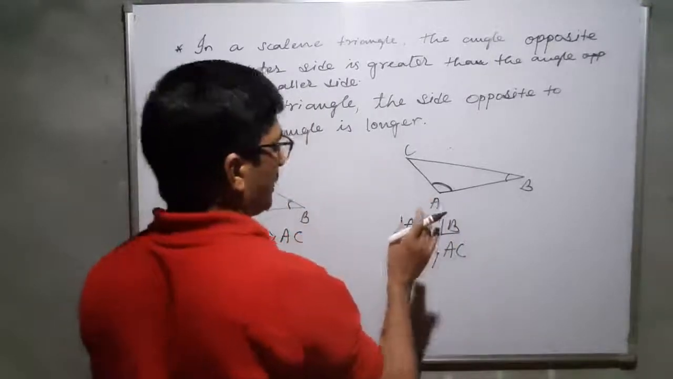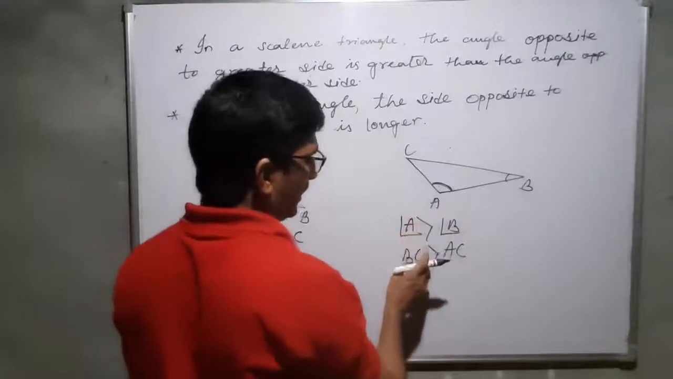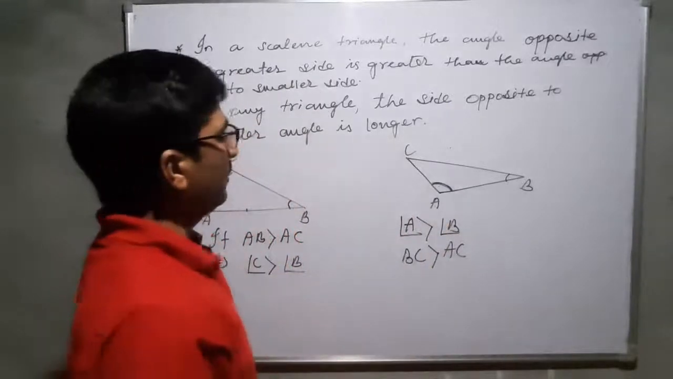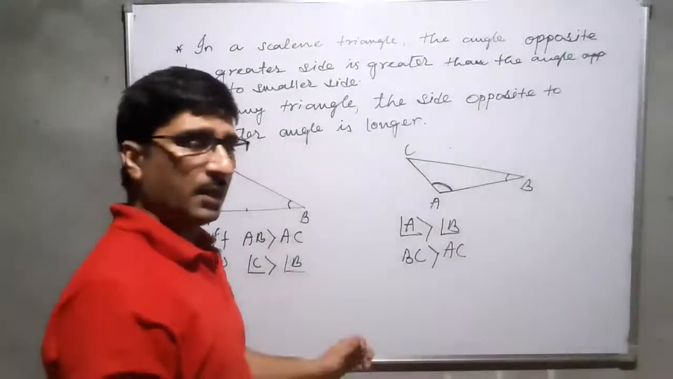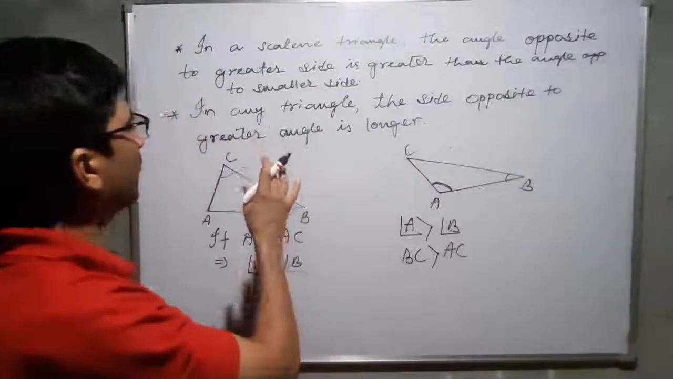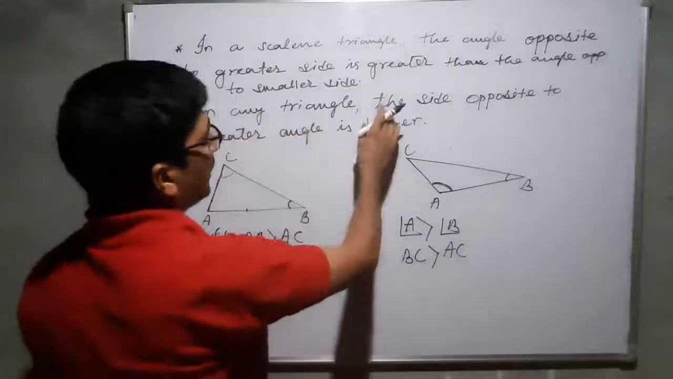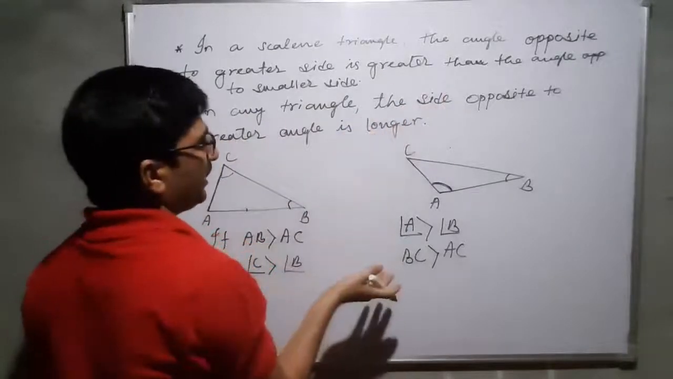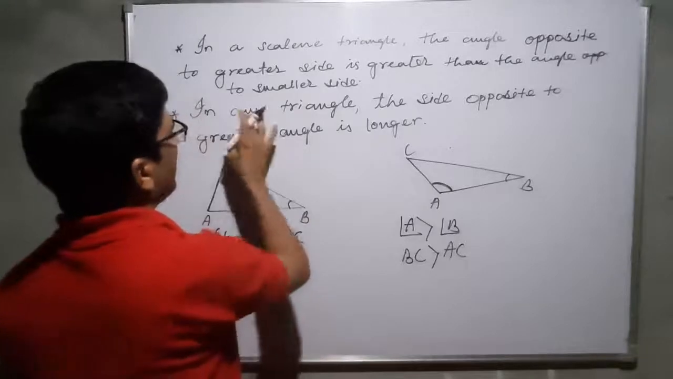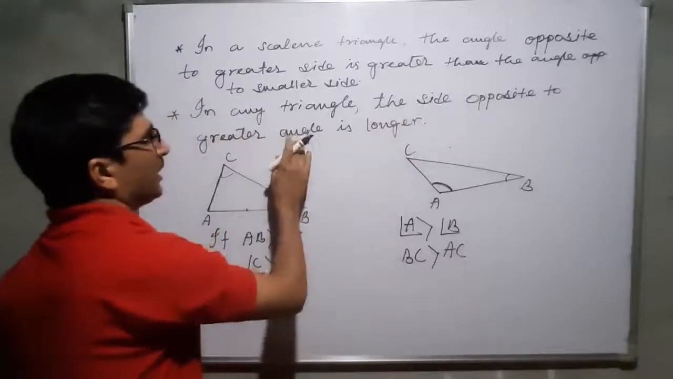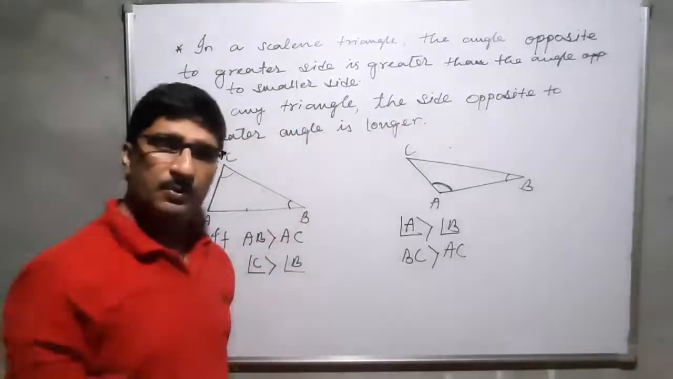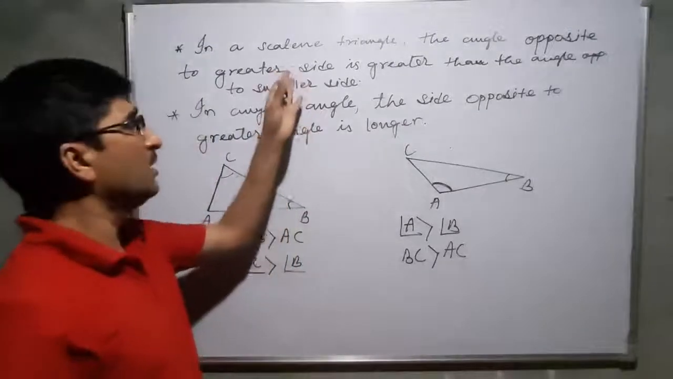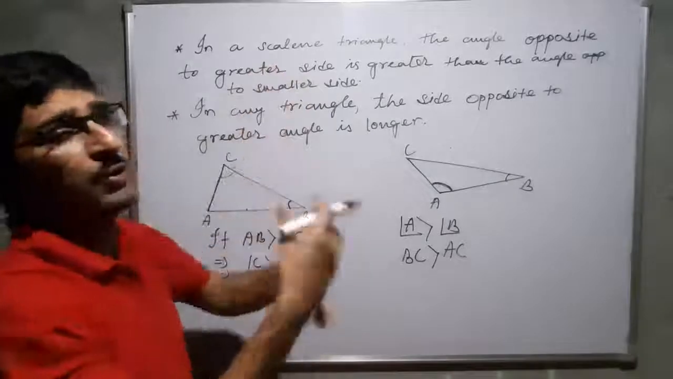That means the side opposite to the greater angle is greater than the side opposite to the smaller angle. Yes, you can understand. The same theorem or property you can say this way: in any triangle, the side opposite to the smaller angle is smaller. You can say it that way also. The meaning is the same in both cases. Both these theorems you can say in two different ways.